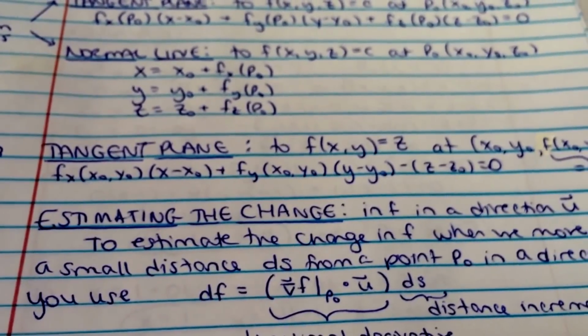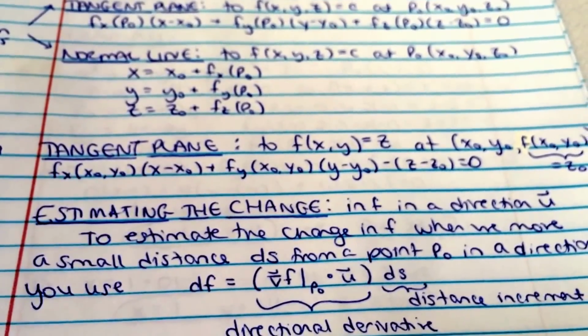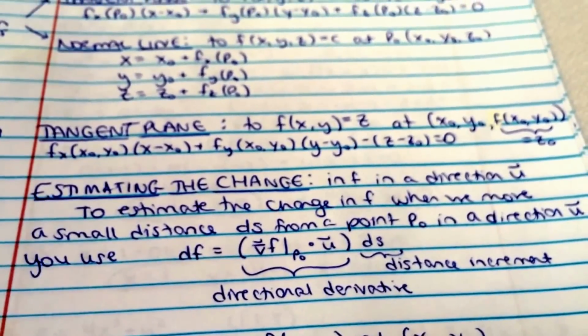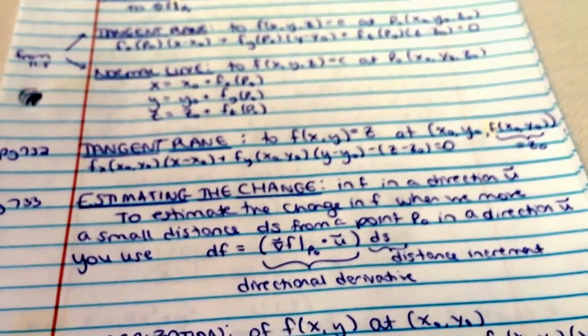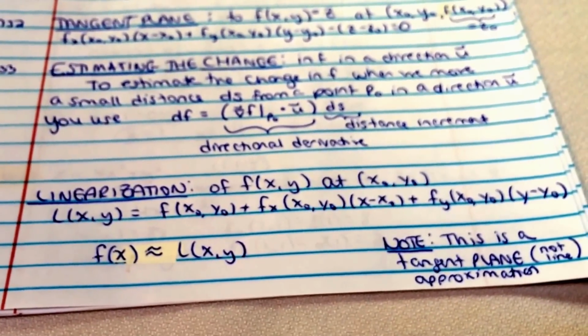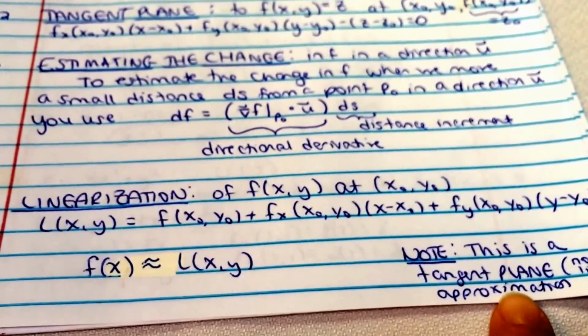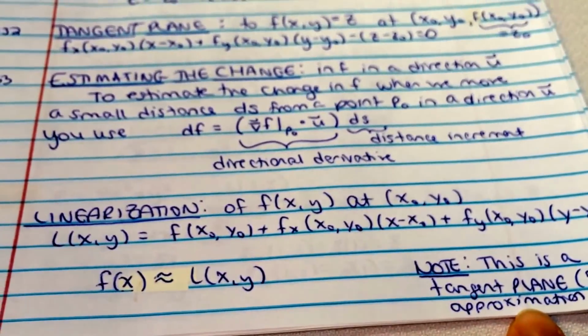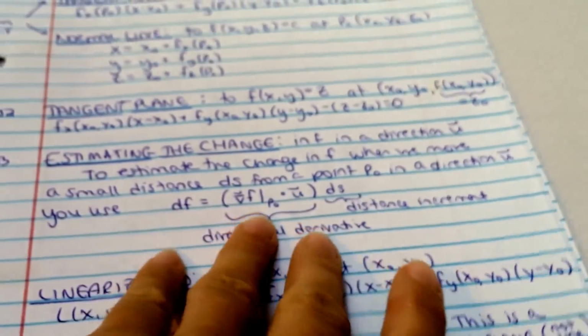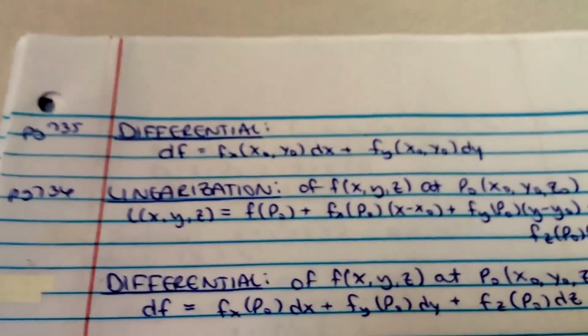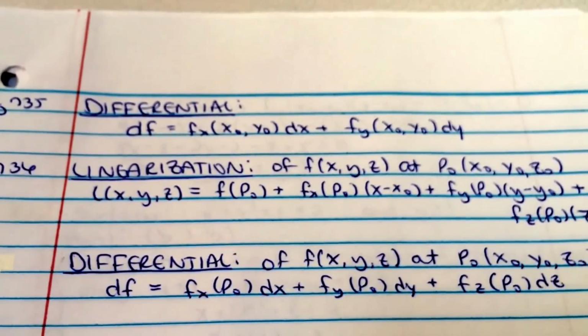And then estimating the change. I pretty much wrote this the same way as in the book, so there's nothing really new in my notes here, but just so you can see all of the formulas in one place. And so here again, just a reminder, this is a tangent plane approximation instead of a tangent line approximation. So when you find the linearization, you're finding the tangent plane. Okay, and then linearizations and differentials in higher dimensions.